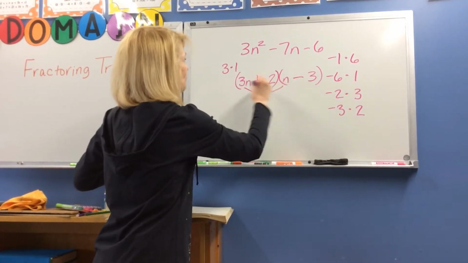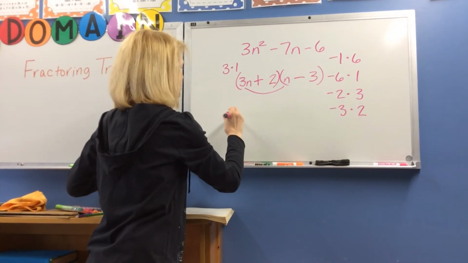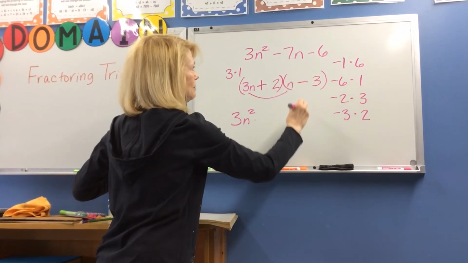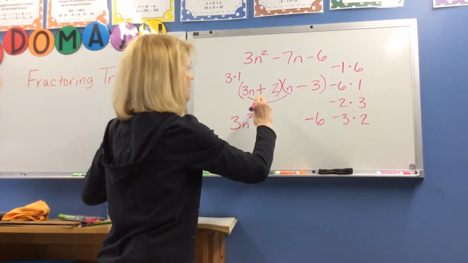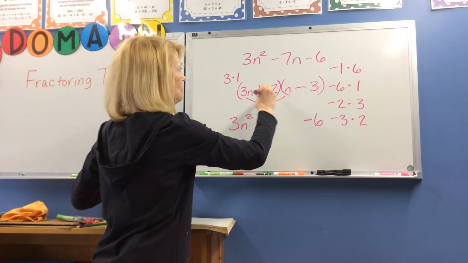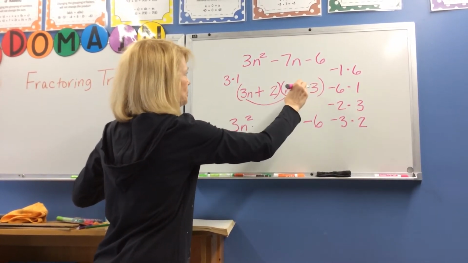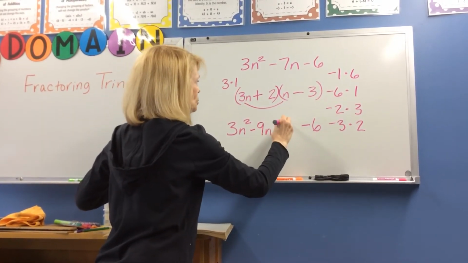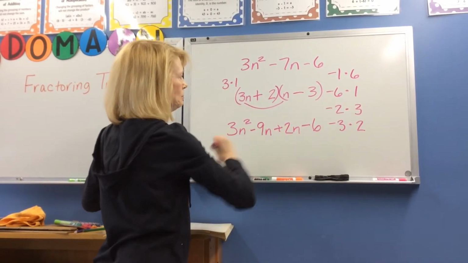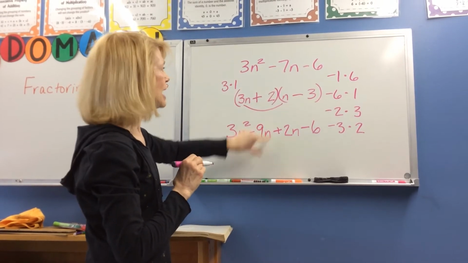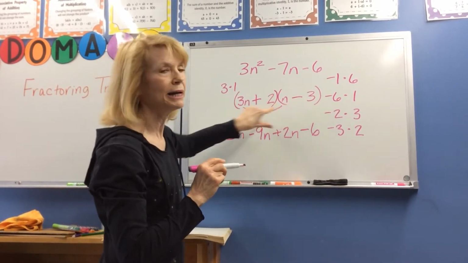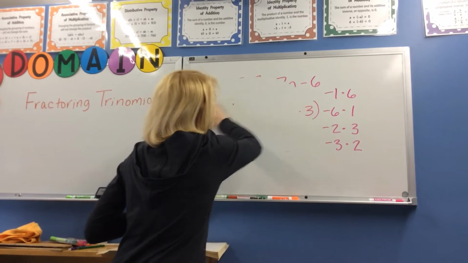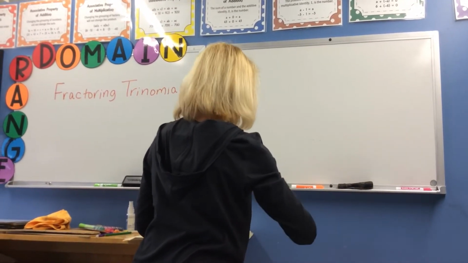We have our first and first term, 3n times n is 3n to the 2nd power. Our last and last term, 2 times -3 is -6. And then in the center, for our outer we've got 3n times negative 3, minus 9n, and 2 times n, plus 2n, and minus 9 plus 2 is negative 7. So that checks out. And so these are our two binomials when we factor that trinomial. Okay, I'm going to show you a couple more just to make sure you got it.